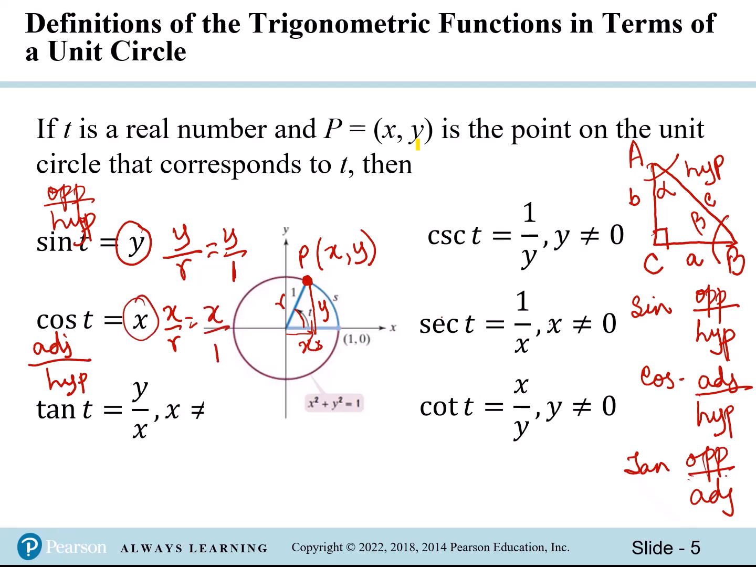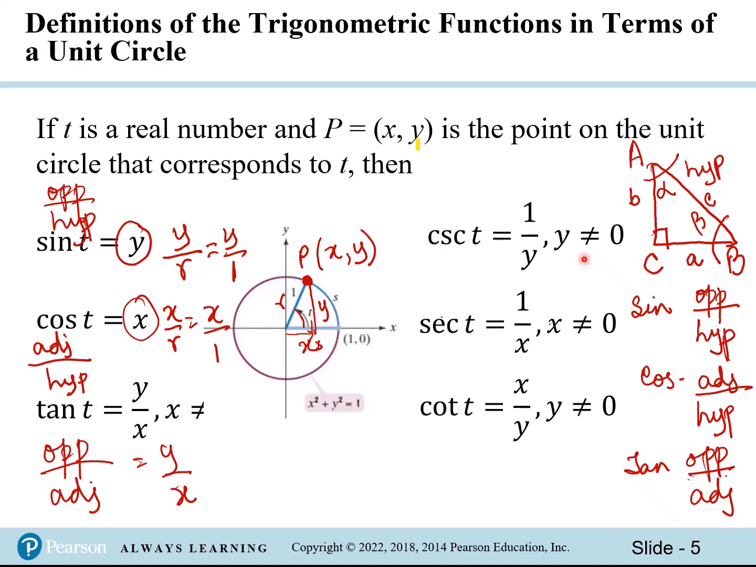How about tan of t? Tan of t is opposite over adjacent. So what is the side opposite to the central angle? Is y. The side adjacent to the central angle is x. So that's y over x. So we just have to take whatever value y is, divide it by the value of x, right? Y divided by x. However, x cannot be a 0 because that would make the tan ratio undefined, correct?